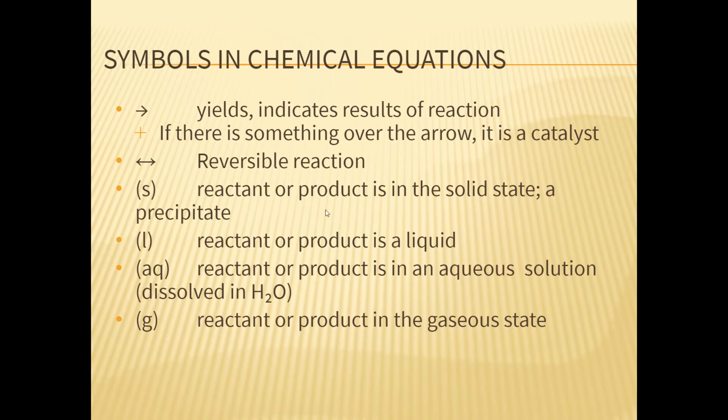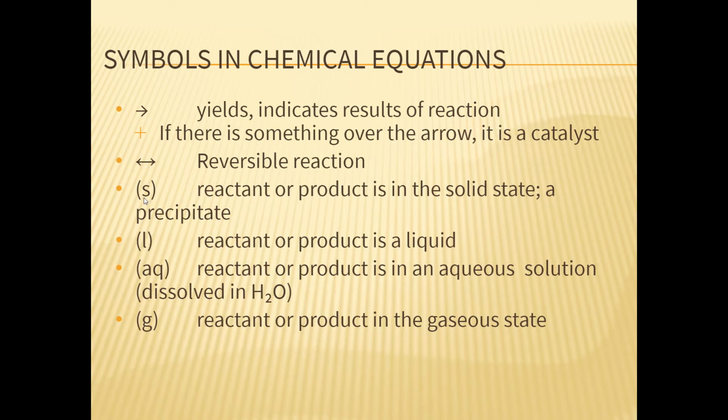There are a bunch of different symbols that you can see in a chemical equation that you need to know what they mean. So first one we've already covered, the arrow means the yields and indicates the results of the reaction. Sometimes the arrow is going to have something written over the top of it, like heat or maybe a certain compound, and those are catalysts, which are things that are added to the reaction to speed it up. If you see a double arrow, that means the reaction is reversible, which means it can go in both ways.